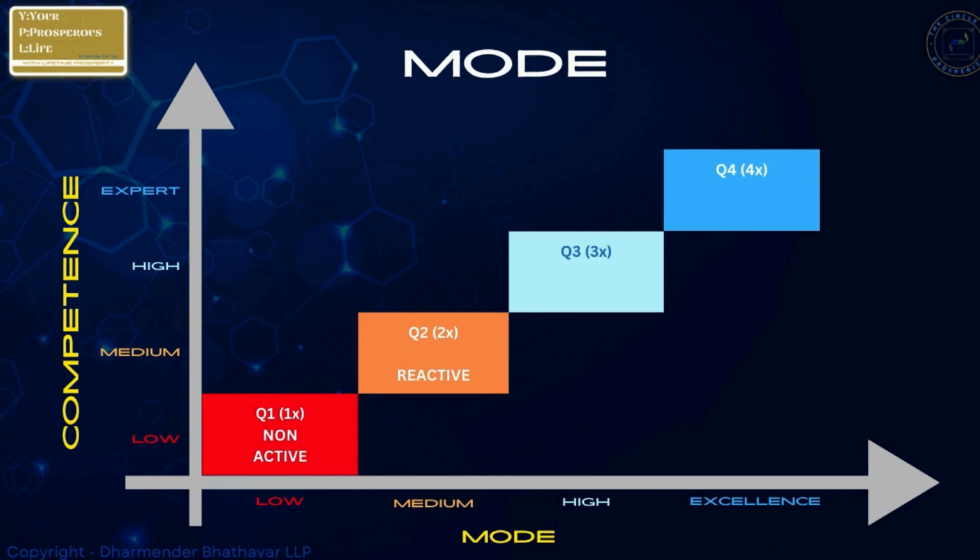The next quadrant is the reactive quadrant, where your competency is medium and your mode is also medium. So what exactly do we mean by reactive mode? Any person who is in this quadrant has a reactive approach, responding to situations, challenges or events after they occur, rather than taking any proactive or anticipatory measures.